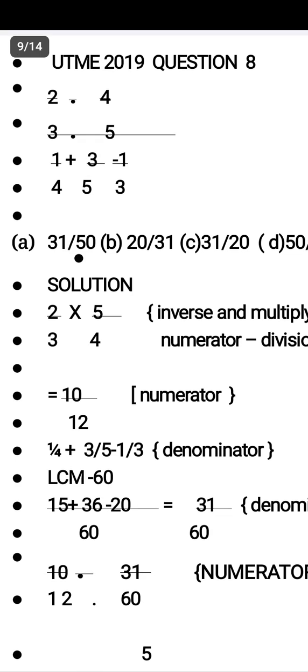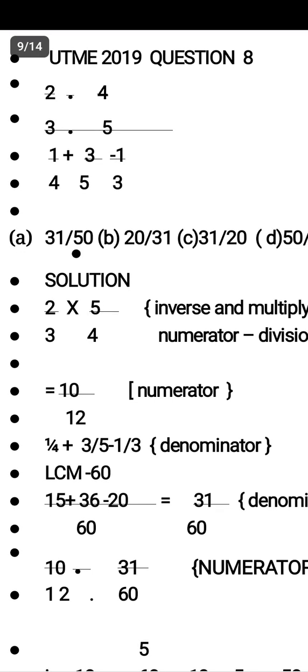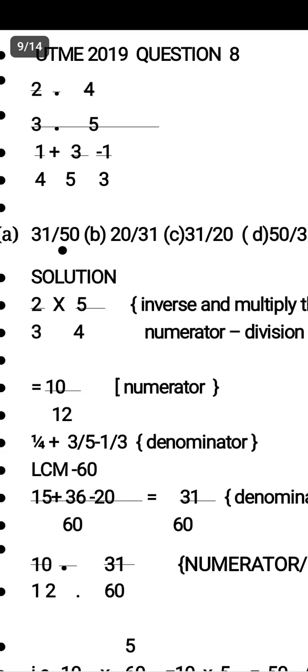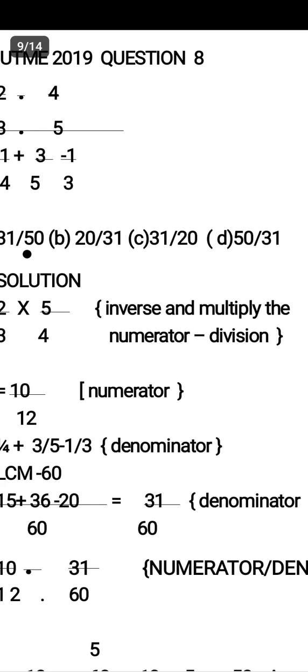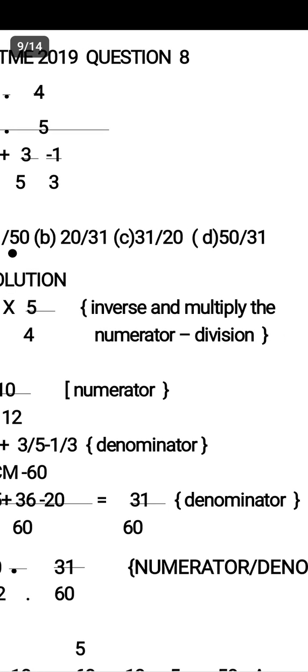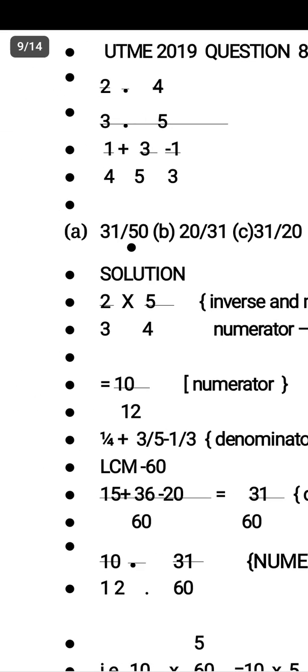And you have options. Option A is 31 over 50. Option B, 20 over 31. Option C, 31 over 20. And option D, 50 over 31. What do we do?